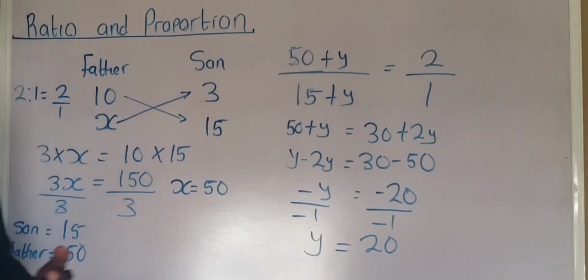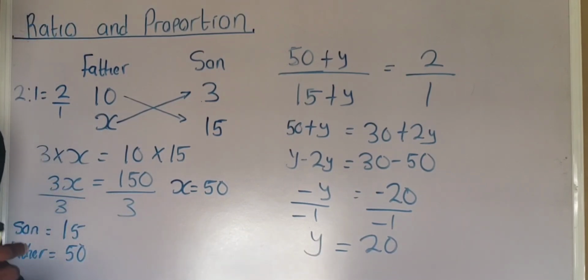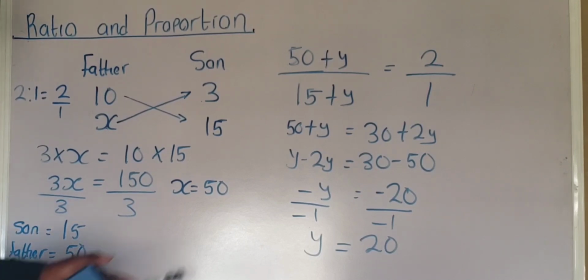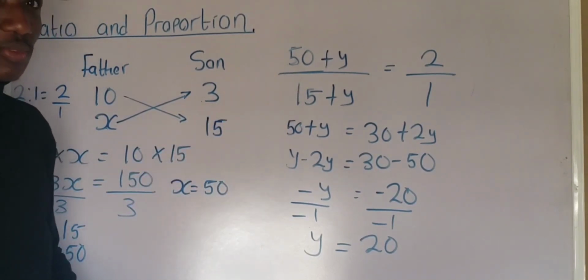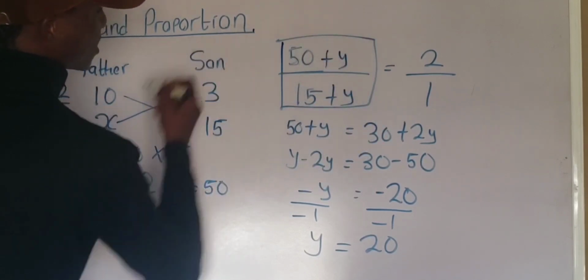That is, in 20 years time, we are told to determine in how many years, the years in which the ratio of their age will be 2:1. That's what we are going to determine. But in 20 years time, the ratio of their age will be 2:1. Now let us check, maybe what we did is correct. 50 plus 20, that is 70.